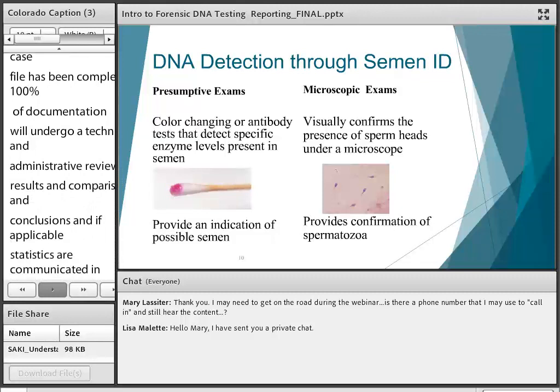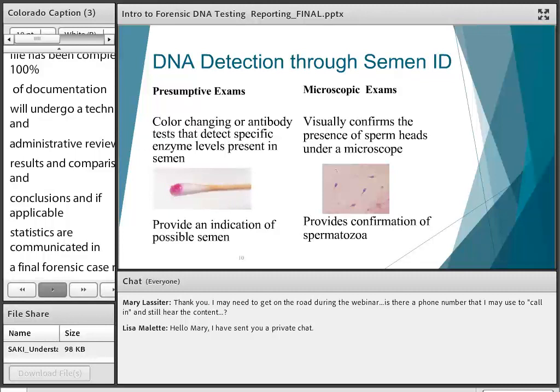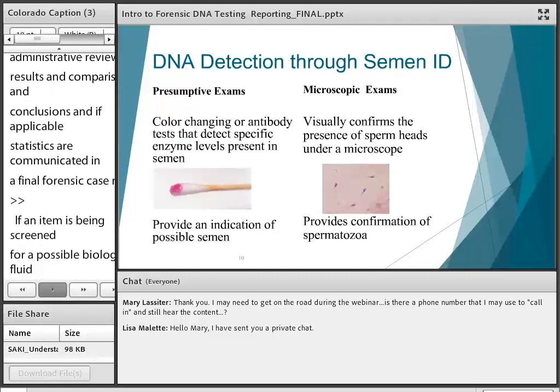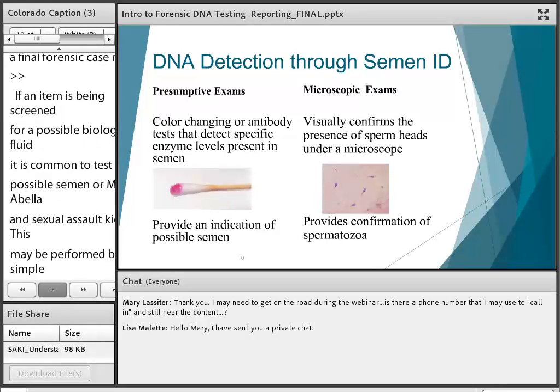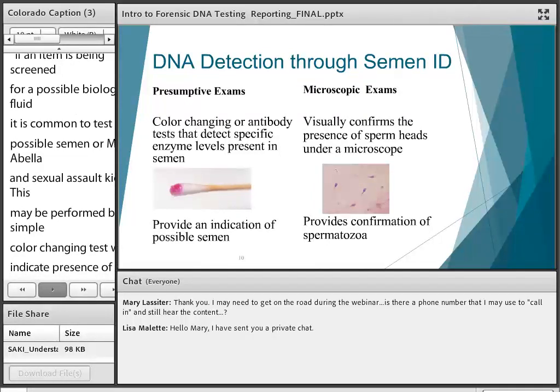If an item is being screened for possible biological fluids, it is common to test for possible semen or spermatozoa in sexual assault kits. This may be performed by simple color changing tests which indicate possible presence of semen through changes in enzymatic levels, or a visual microscopic examination may be performed to view the presence of sperm heads under a microscope.